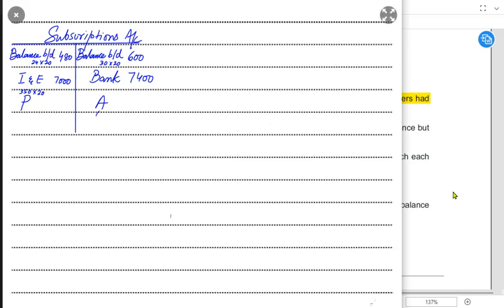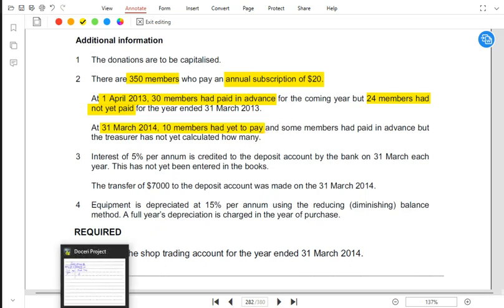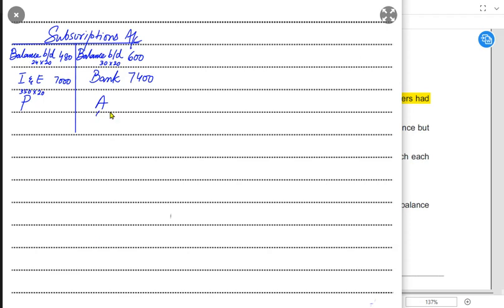So these are both balance brought downs. And what about the 31st March? This is the end of the year. 10 members had yet to pay. Yet to pay means accrued income, yet to pay, arrears. So 10 members have not yet paid their subscription. So we need to multiply 10 members into 20. So this makes a total of 200, that is balance CD.